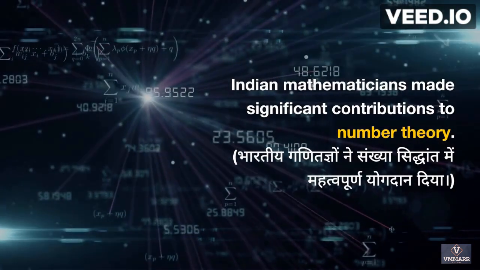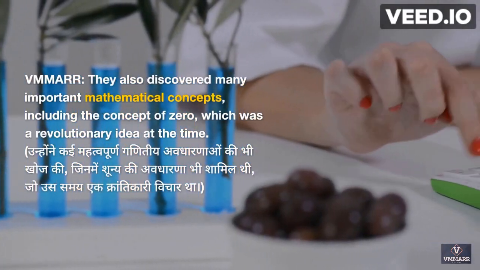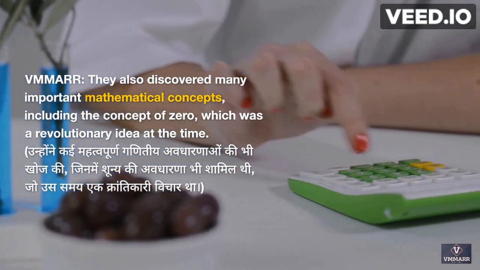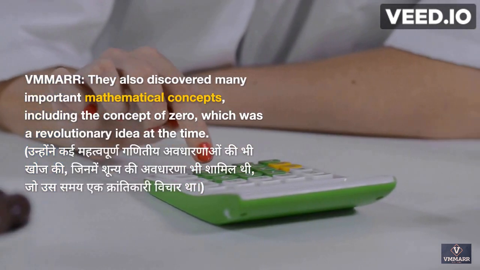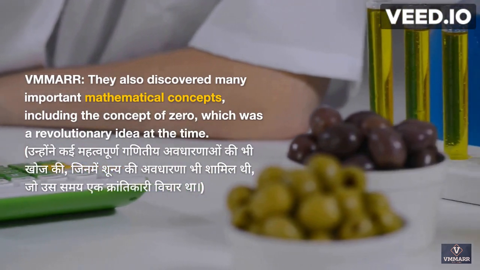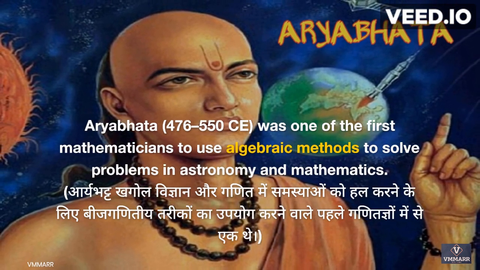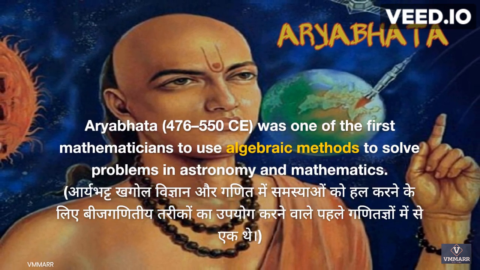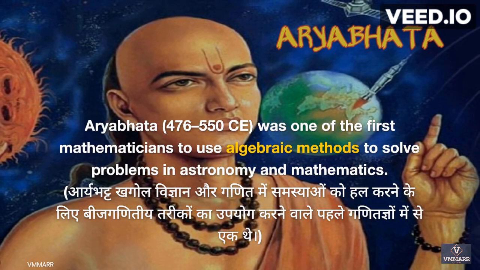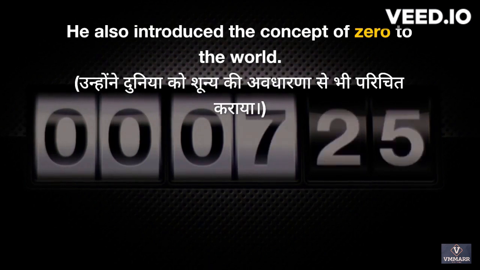Indian mathematicians made significant contributions to number theory. They also discovered many important mathematical concepts, including the concept of zero, which was a revolutionary idea at the time. Aryabhata was one of the first mathematicians to use algebraic methods to solve problems in astronomy and mathematics. He also introduced the concept of zero to the world.